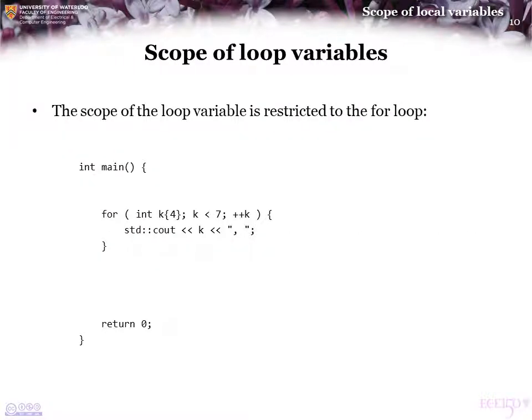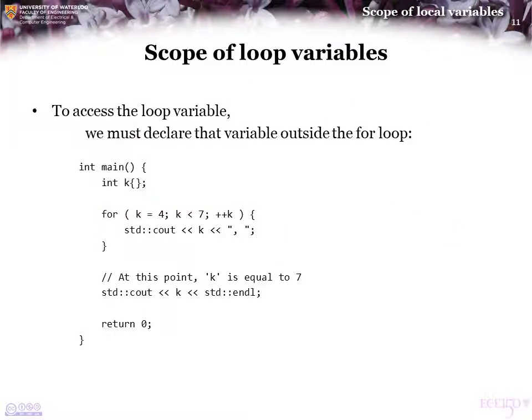Now let's go back to this motivating example. Here we have a for loop. The loop variable k is restricted in scope to the for loop itself. It cannot be accessed before or after that for loop. So this is the scope of the loop variable k. And the output of this program is 456.